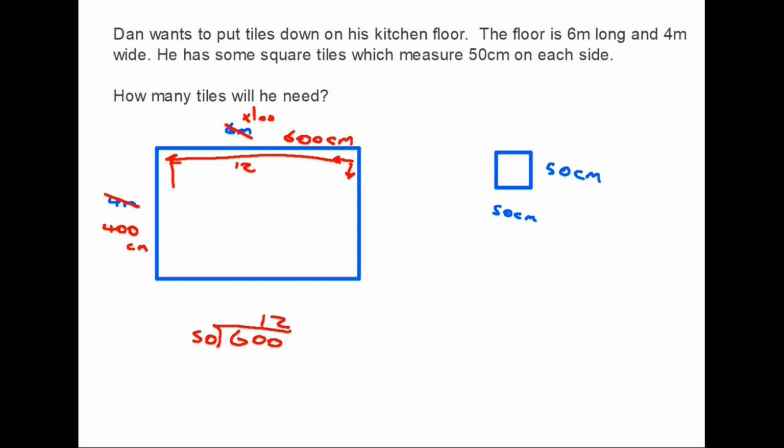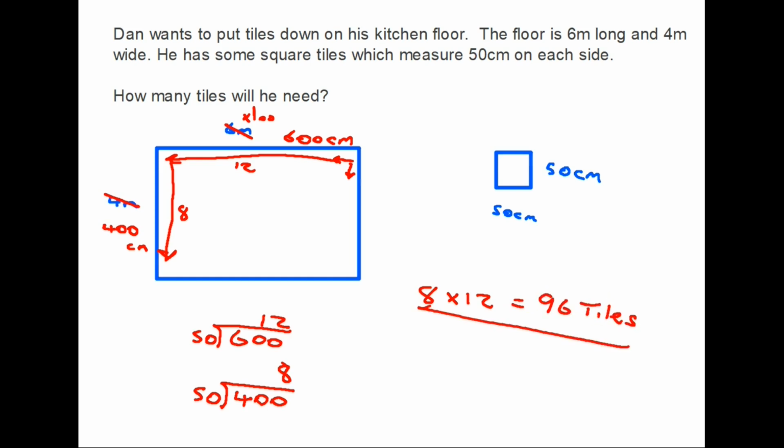Similarly, going down this edge, we now know that it is 400 centimeters. We are going to put in tiles of 50 centimeters. So if we work out how many tiles go into that side, we would actually be able to get 8 tiles down there. So if we have 8 rows of tiles and each row has 12 tiles, you end up with 8 times 12, which equals 96 tiles. Another way of doing it, and perfectly acceptable.